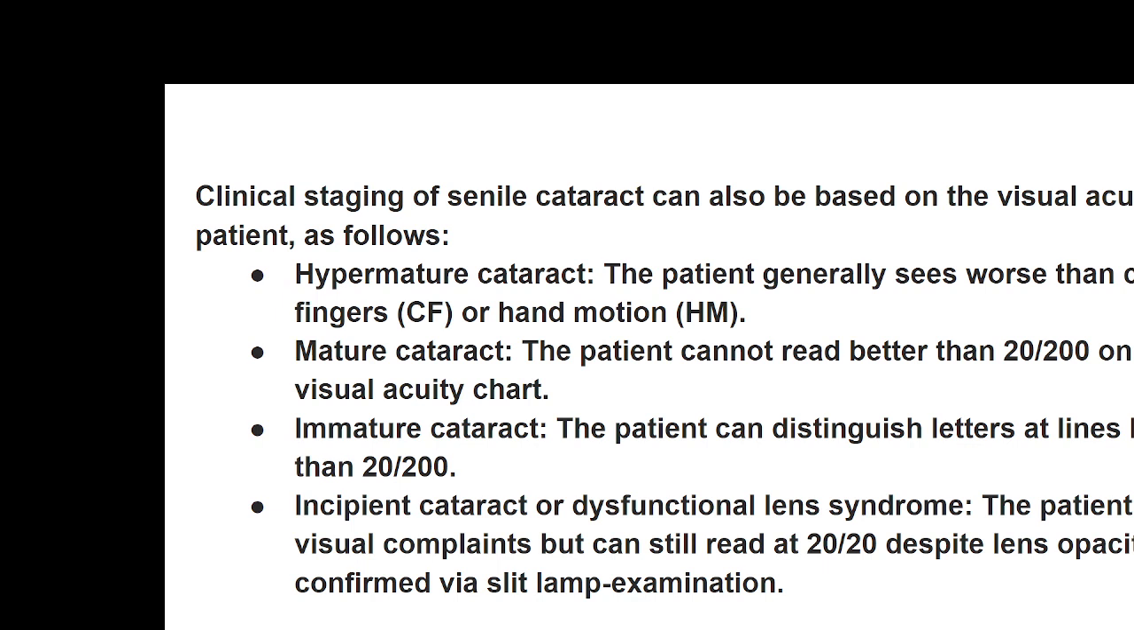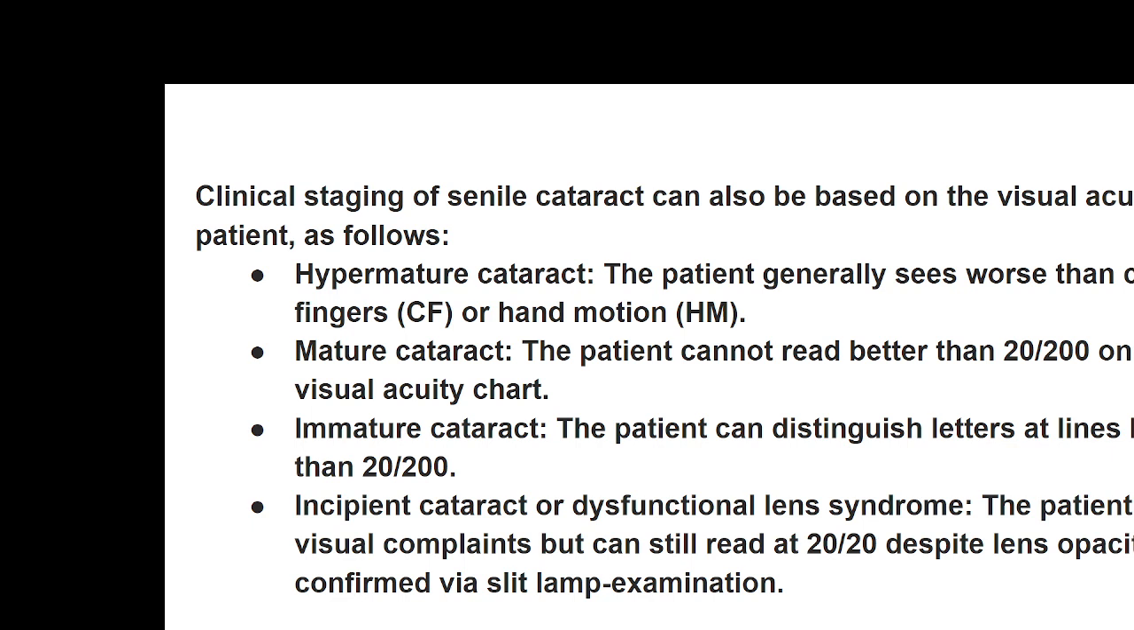In an immature cataract, he can distinguish the letters or lines better than at 20/200. That's his vision becomes less efficient, and in a good number of such patients, having a spectacle would be enough to manage that condition. Patient can be comfortable. In a mature cataract, cannot read better than 20/200, and that's what we call a mature cataract.